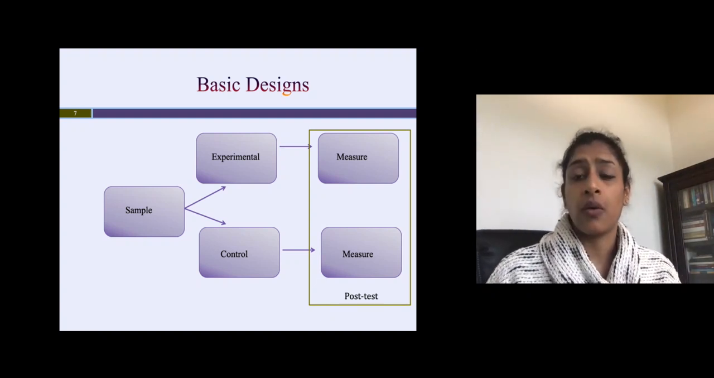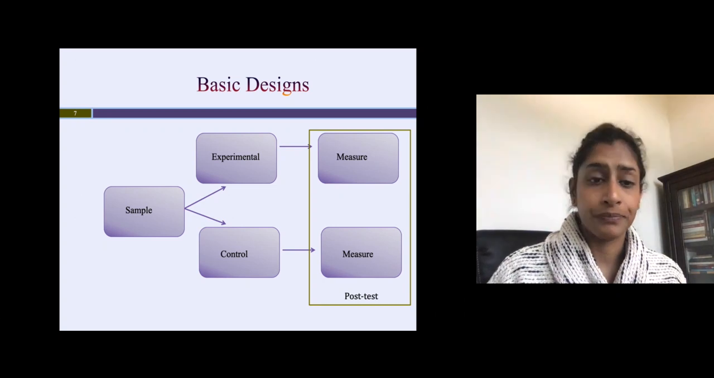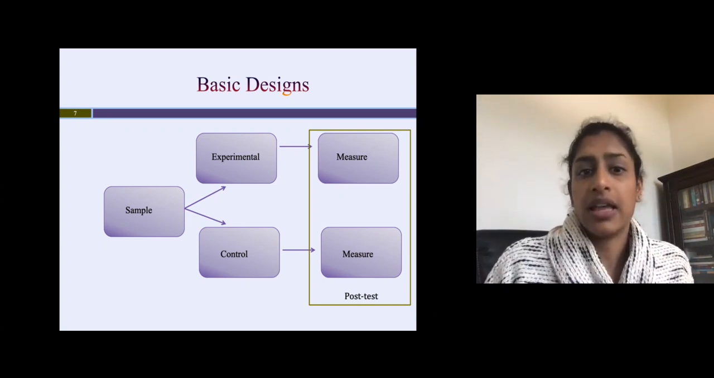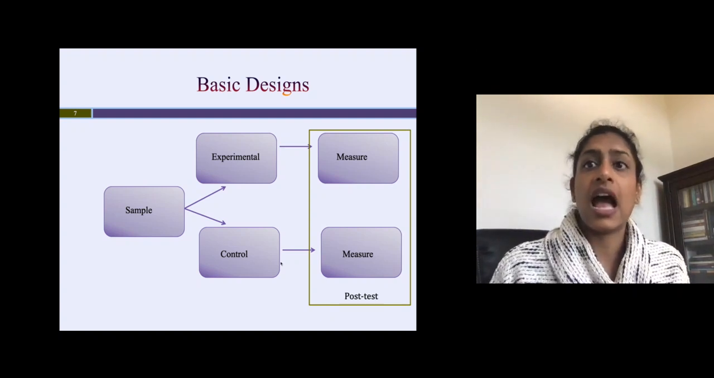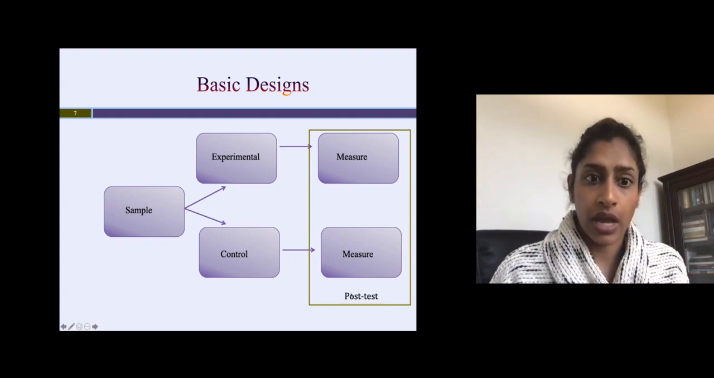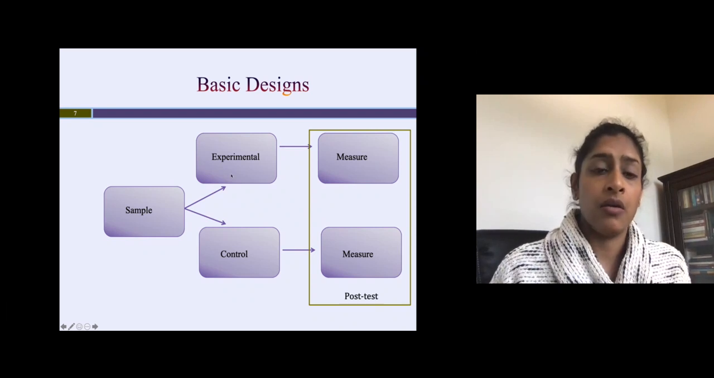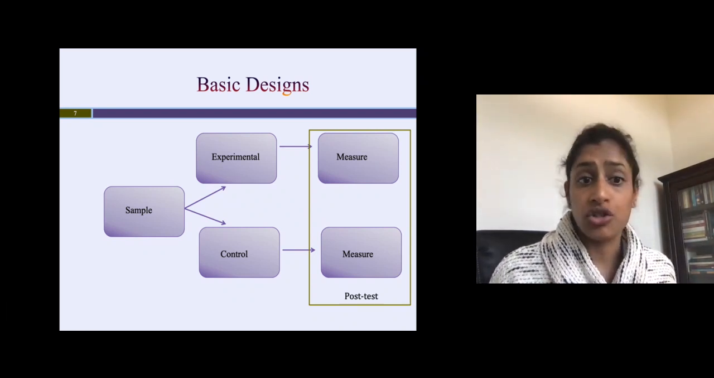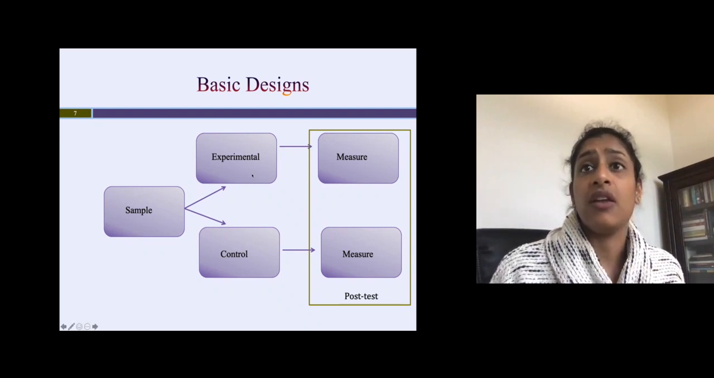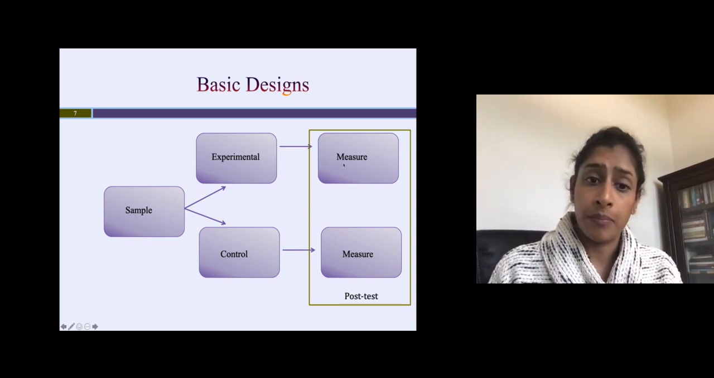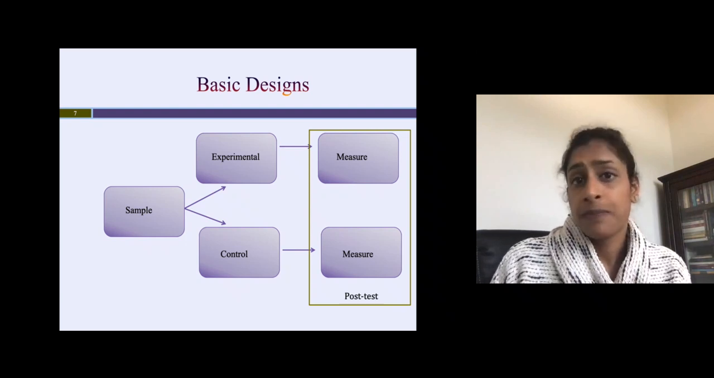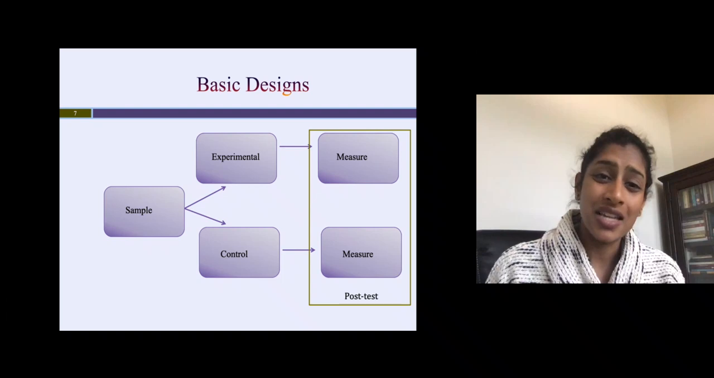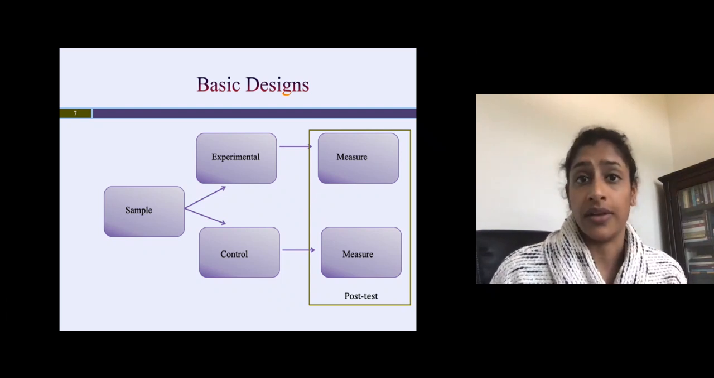So let's say that we're looking at getting PowerPoint notes or not getting PowerPoint notes, and then how well you do on an exam. Okay, so in one group, I give them the PowerPoint notes, the other ones don't get anything, and then we take a look at their post-test or their measure. In this case, maybe it's an exam, and we see if there's any differences in their exam scores based on whether they got the PowerPoints or not.